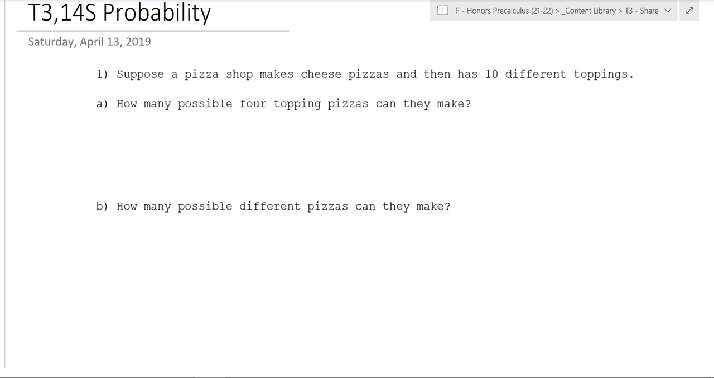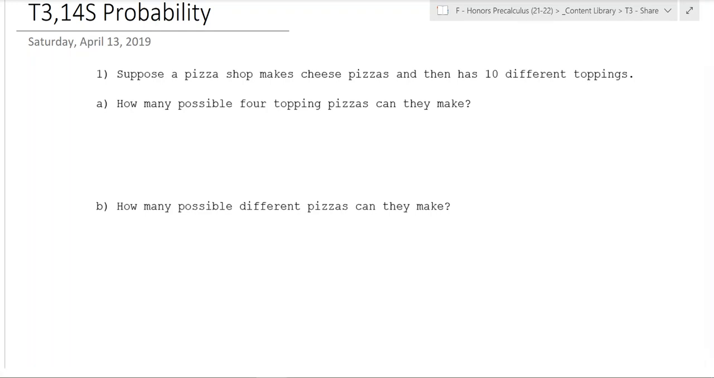We're going to talk today about probability. So let's warm up by counting a few things first. Suppose a pizza shop makes cheese pizzas and has 10 different toppings you could add to a cheese pizza. How many possible 4-topping pizzas can they make?